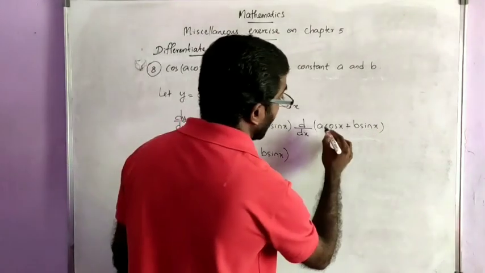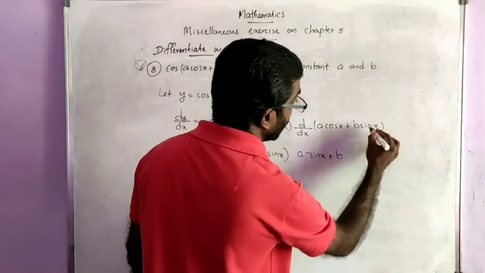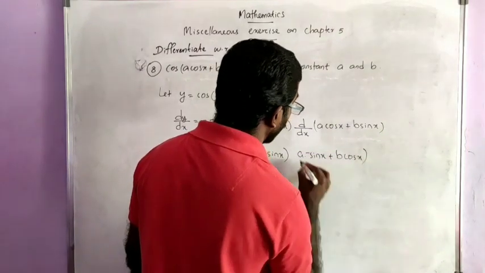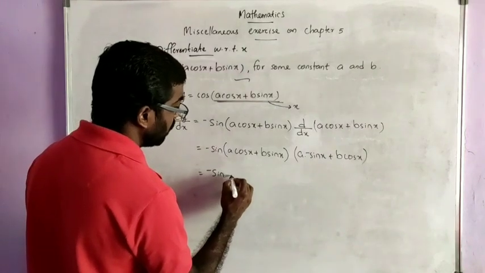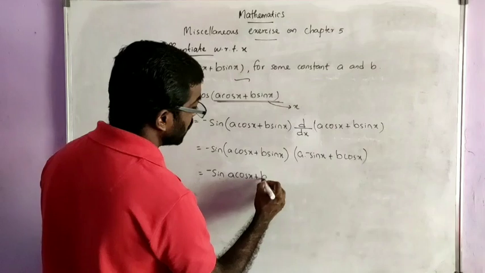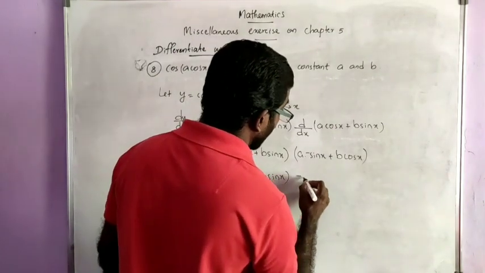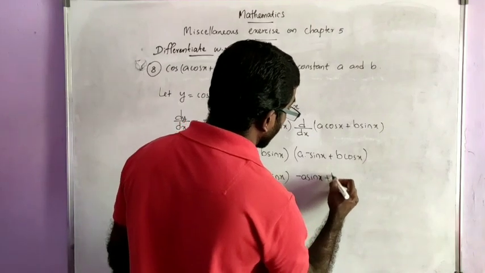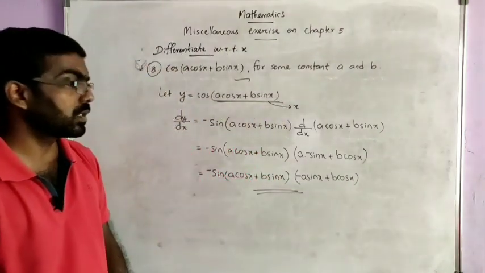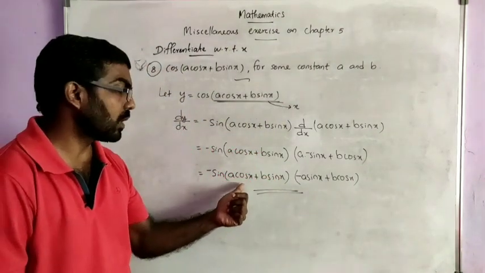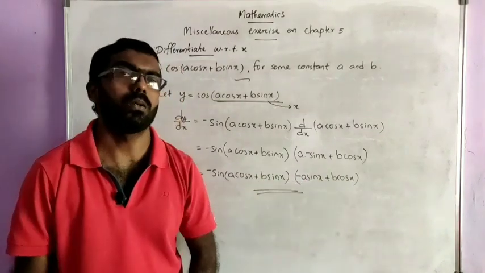Then the derivative of this one: a cos x, that is a into minus sin x, then b into the derivative of sin x, that is cos x. That is minus sin of (a cos x plus b sin x), then minus a sin x plus b cos x. Okay. dy by dx is equal to minus sin of (a cos x plus b sin x) into (minus a sin x plus b cos x). Clear?